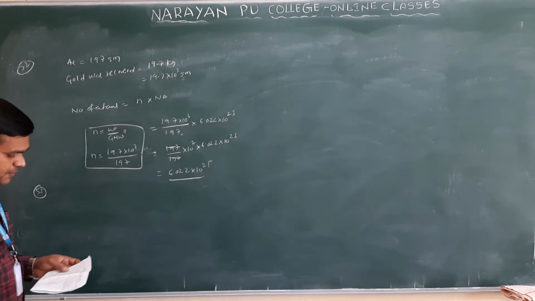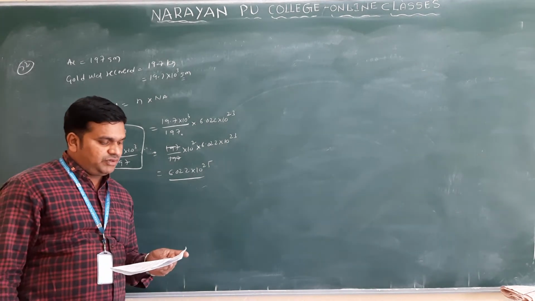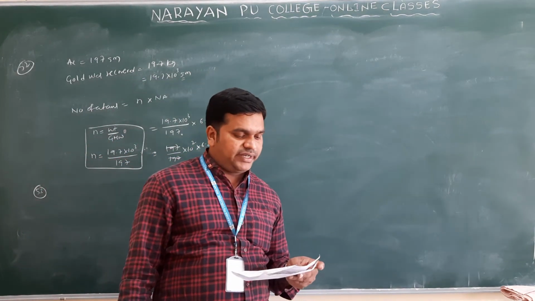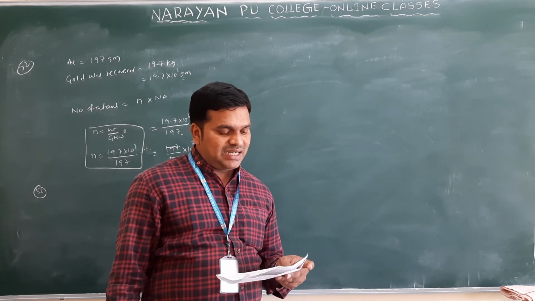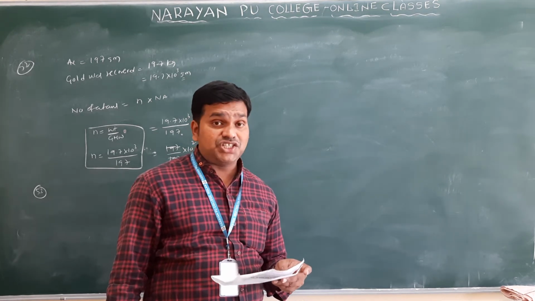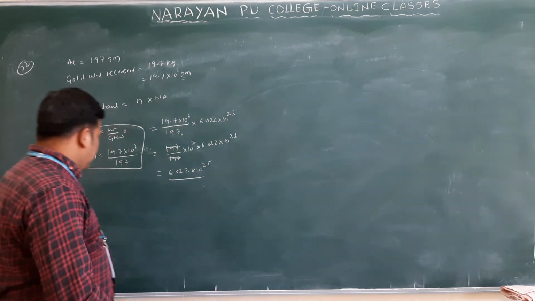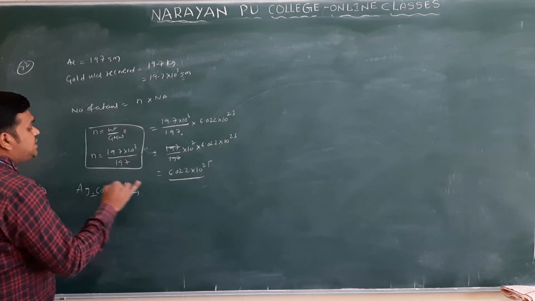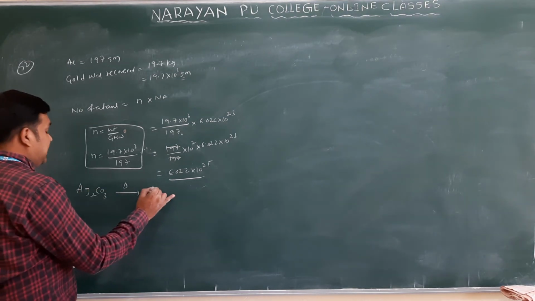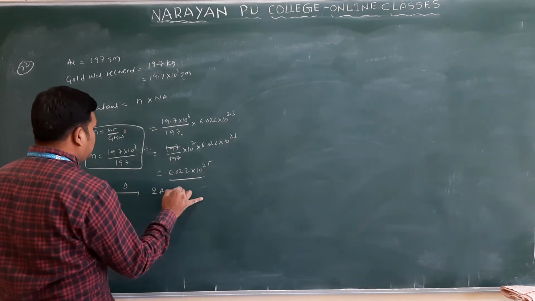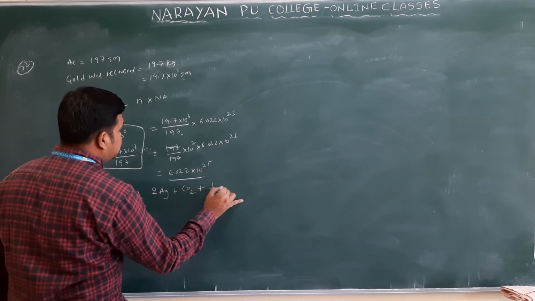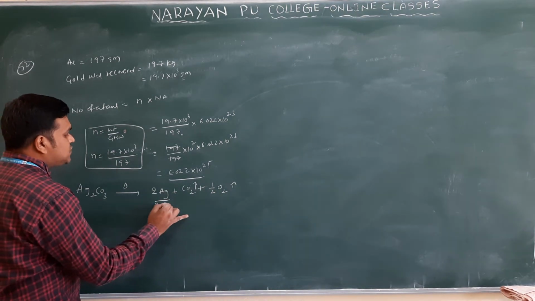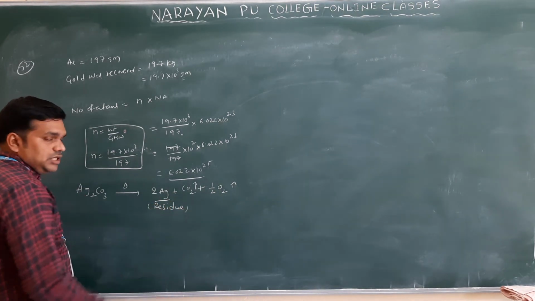Now we can see question number 53 only. In 53 we have 2.79 grams of silver carbonate, which on heating strongly yields a residue. They are asking the weight of the residue. The silver carbonate formula is Ag2CO3. If you heat this, you will get 2Ag plus CO2 plus half O2 only. These two are gases. So silver forms the residue only.